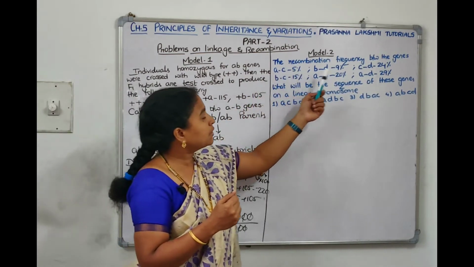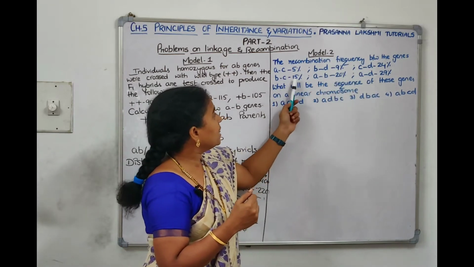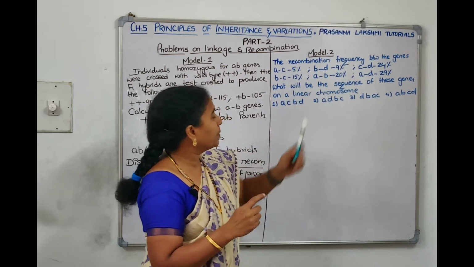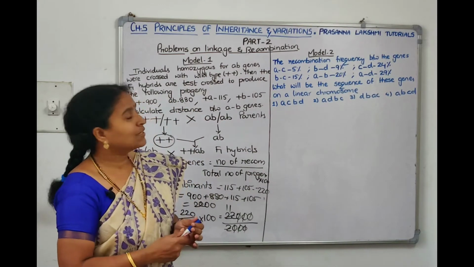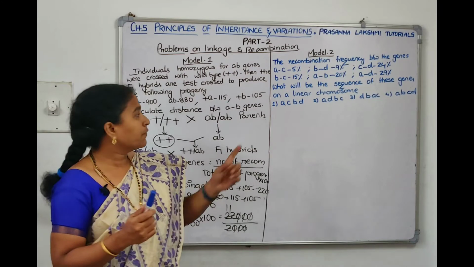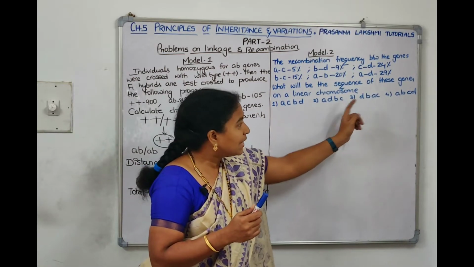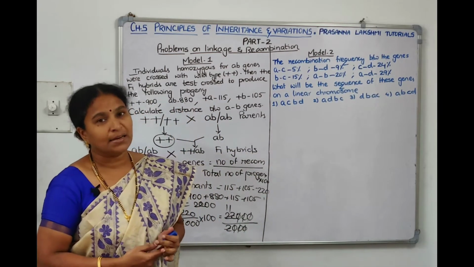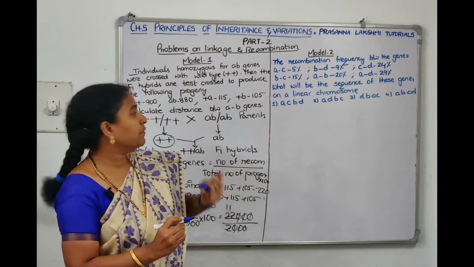The recombination frequency between two genes AC, BD, CD, BC, AB, AD is so and so percent. Now they are asking what is the sequence of the genes in a linear chromosome. Is the sequence of genes ACBD, or ADBC, DBAC, ABCD? They are asking us to calculate. Let us work it out. I'll take the option ACBD, and we will check one by one.